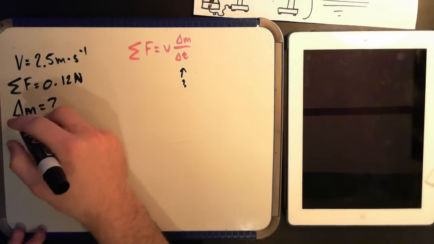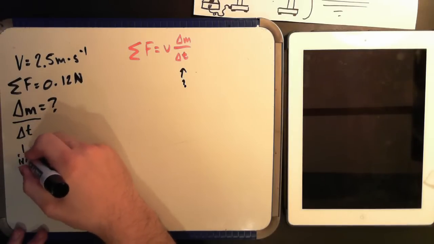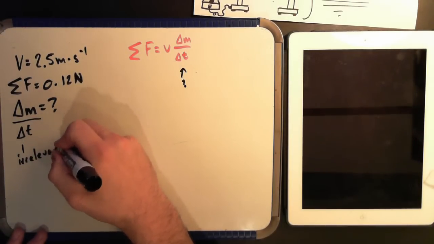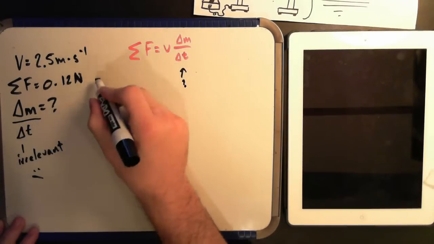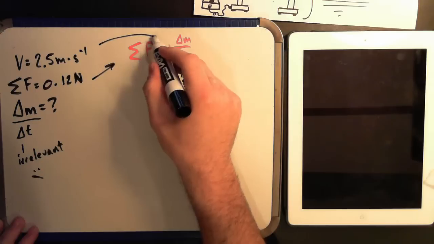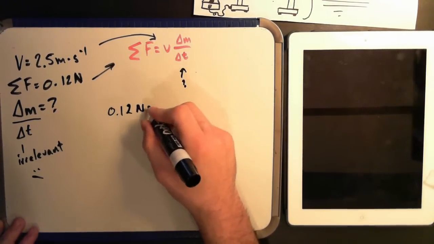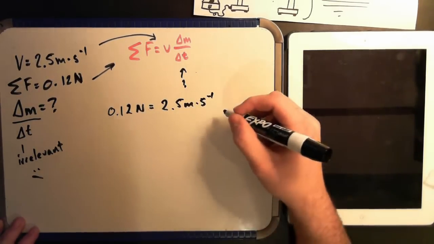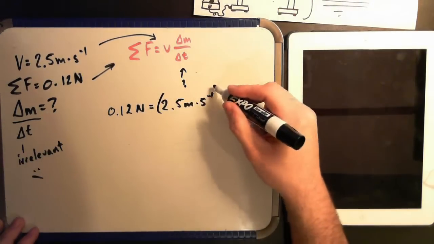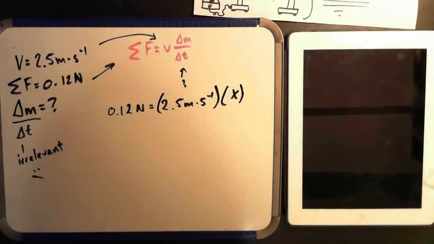This isn't actually just the change of mass. This represents the change of mass and the change in time because this is irrelevant. This doesn't really matter. So this makes our problem actually really easy. We can just plug in our variables here and we get 0.12 newtons equals 2.5 meters per second times x, whatever our variable here is.